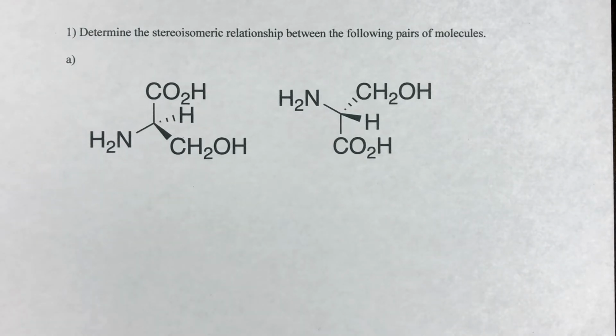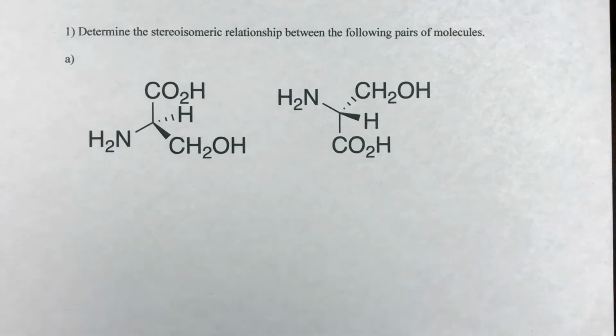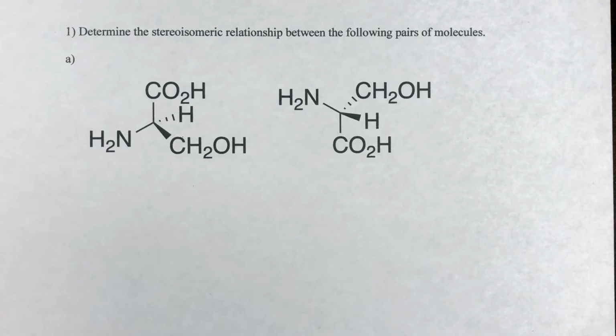The first question is asking just to determine the stereoisomeric relationships between the following pairs. So each question is going to have two molecules and we're going to have to relate them by stereochemistry. To do that, the best approach that I've come up with is simply determining how many chiral centers are present, and then what the absolute chirality at those centers is, namely R and S.